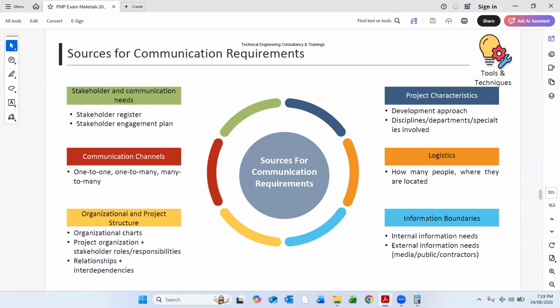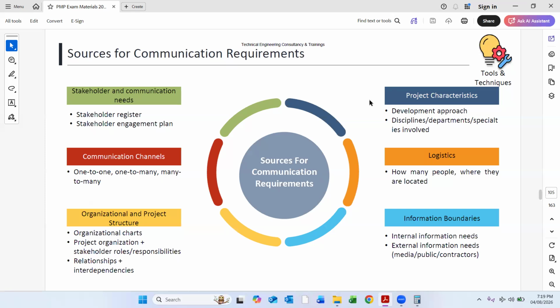So what are the sources for communication requirements? Like stakeholder register, stakeholder engagement plan, then one-to-one or one-to-many. We have organization charts where we have a hierarchy of who is reporting to whom, like the construction manager reporting to the project manager. Then the QAQC manager is also reporting to the construction manager or project manager. So in the organization chart, we know who we are reporting to.